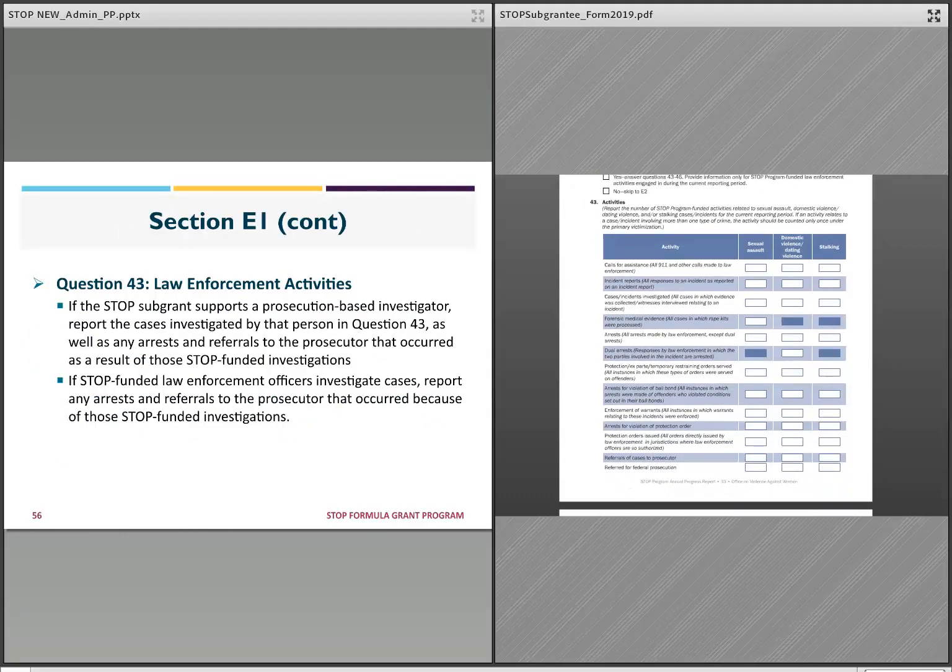In question 43, if the STOP subgrant supports a prosecution-based investigator, report the cases investigated by that person in question 43, as well as any arrests or referrals to the prosecutor that occurred as a result of those STOP-funded investigations. So if you know that a subgrantee is reporting a prosecution-based investigator, and they are not funding a prosecutor, that subgrantee should not be reporting in the prosecution section and should only be reporting those investigators' activities in the law enforcement section.